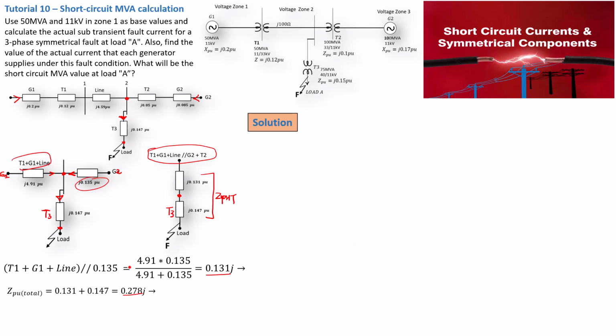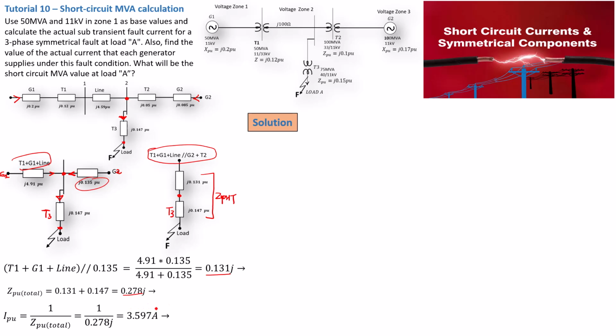From here, we can then go ahead and calculate I per unit, which is given by I per unit equal to 1 over Z per unit total. We already know Z per unit total, so we just deduce 1 over j0.278, and we find an I per unit current of 3.597 amps. So that is the I per unit current.